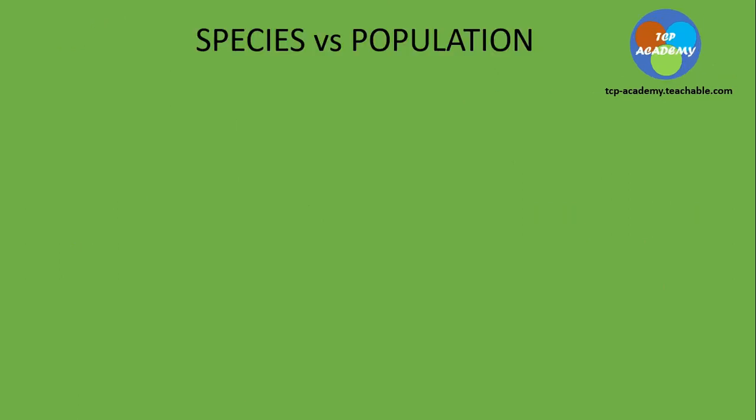Then we move on to species versus population. What does that mean to you? One would say that species is the most basic term of an ecosystem.